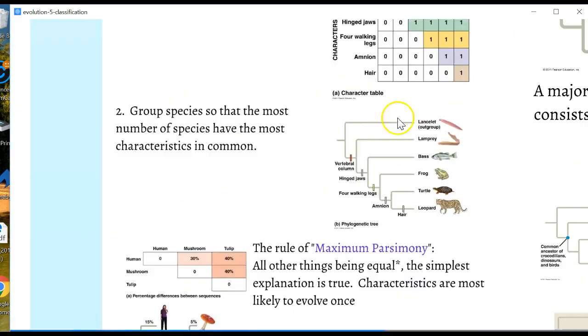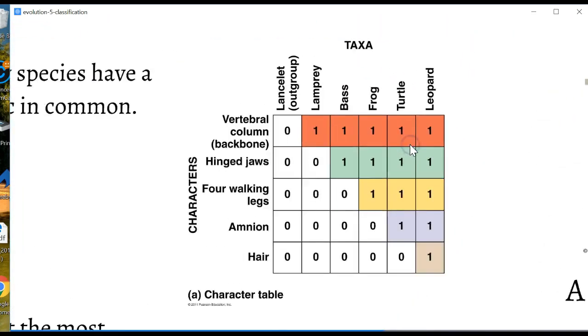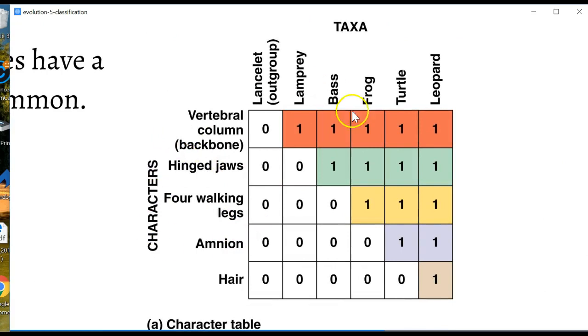So if you look at this chart here, this character table, if you will, the way that you read that is by identifying which organisms have which characteristics in common. So the vertebral column, or backbone, you can see that this organism, the lancelet, is the outgroup and it does not have a backbone, whereas the lamprey, the bass, the frog, the turtle, and the leopard, they all have a backbone.